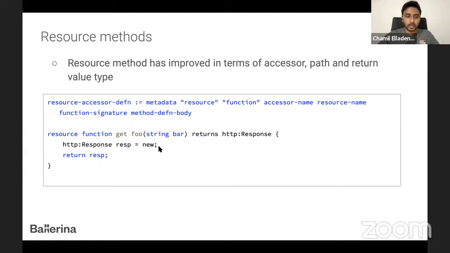So in this sample, I have mentioned a simple resource where the first keywords are resource function, and then you have the accessor, and then you can place the resource name. After that, within brackets, you can specify whatever the signature parameters. Finally, you can place the return types.